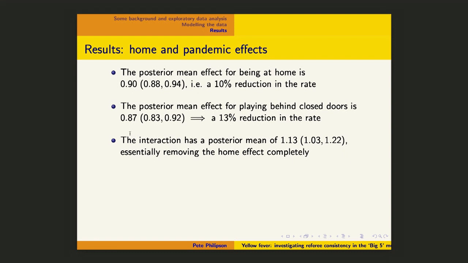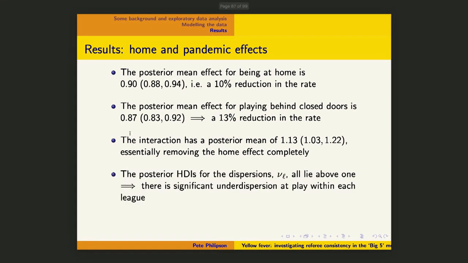And the interaction of these two tells us something interesting. It essentially has an increase of 13%, which more than removes the home effect of 10%. So behind closed doors, the home teams on average got more yellow cards than the away teams. What we can't do is disentangle why that is, but it certainly seems that there's a crowd effect. Whether that means the crowd affects the referee, or the crowd affects the players, or a bit of both, I don't know. But we certainly see that the home advantage disappears when matches are played behind closed doors.